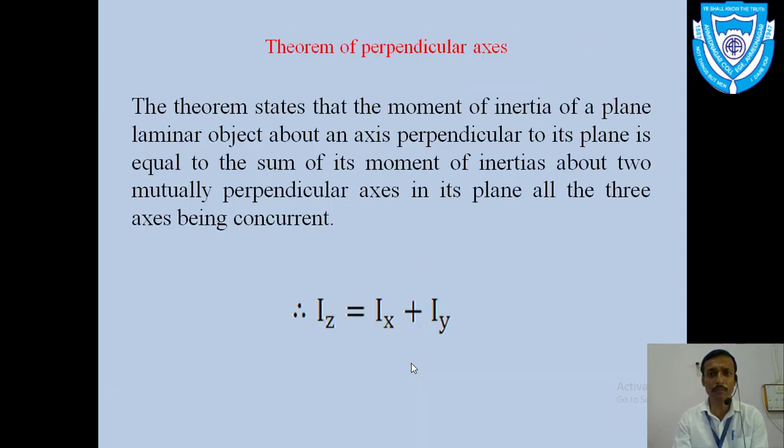Let us say the theorem of perpendicular axis. इथे जर तुम्ही पाहिलं तर स्टेटमेंट मध्ये असं सांगितलंय की moment of inertia of a plane laminar object about an axis perpendicular to its plane is equal to the sum of its moment of inertias about two mutually perpendicular axes in its plane, all the three axes being concurrent. So what is laminar?